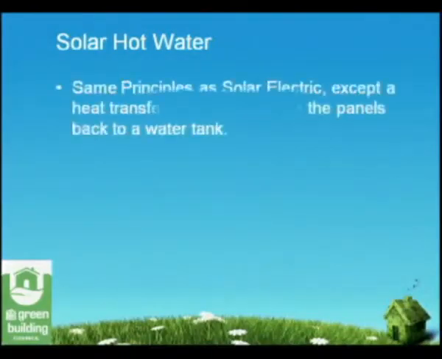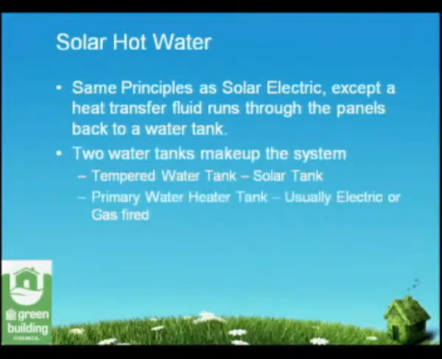Solar hot water uses the same principles as solar electric, except we're taking a heat transfer fluid that runs up into those panels and then comes back to a water tank. We traditionally have 2 tanks. We have the tempered tank, and we have our traditional backup gas-fired or electric powered hot water system. So we're tempering the water that comes in off of the panels into this tempered tank. We bring it up to about 80 to 100 degrees versus that traditional water coming into the house at about 35 degrees that we have to heat up to get to the 120 degree temperature that we need for our dishwasher and washing our clothes.